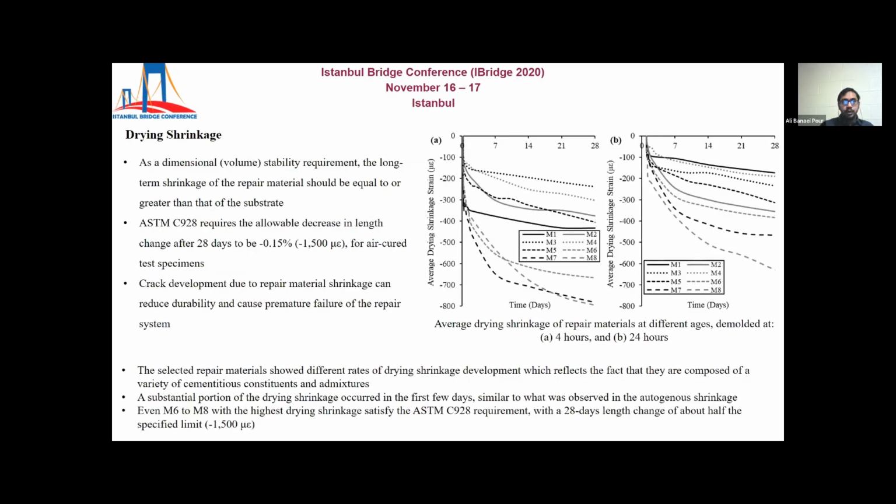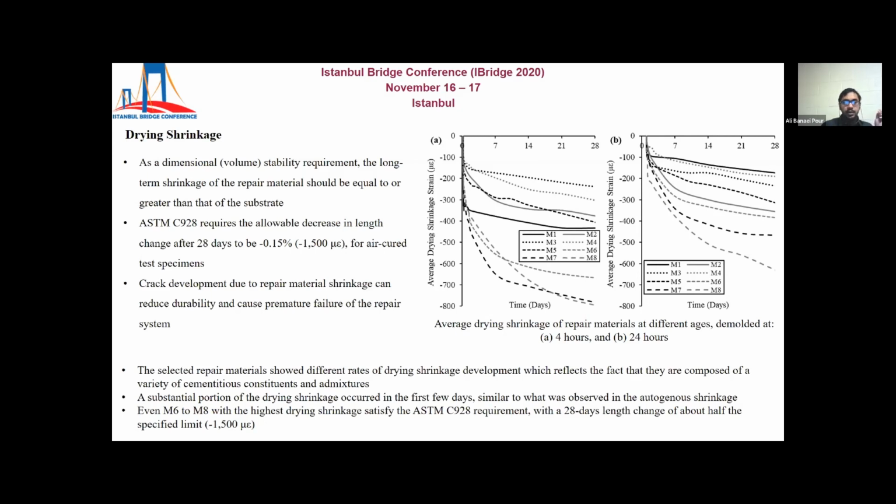So then we check the volume stability requirements. The long-term shrinkage of the repair material should be equal to or greater than that of the substrate. So ASTM C928 requires that the allowable decrease in length change after 28 days be -0.15% or negative 1500 microstrain for air-cooled test specimens. Crack development due to repair material shrinkage can reduce durability and cause premature failure of the repair system.